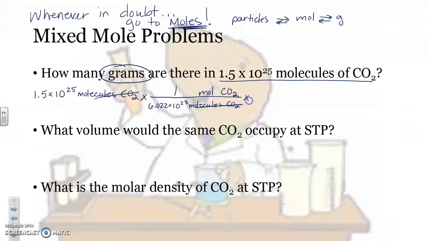But we don't want moles, we want grams. So we're going to keep going. We're going to put moles on bottom because we want to get rid of moles of carbon dioxide. But we can go from moles to grams of carbon dioxide. All right. Well, in 1 mole of any substance, how many grams of carbon dioxide are there?